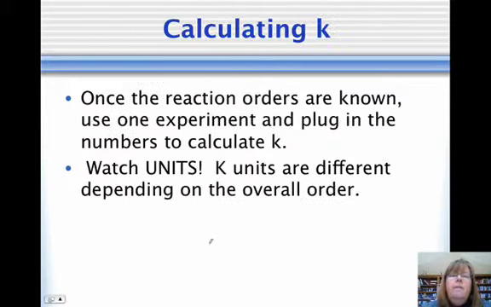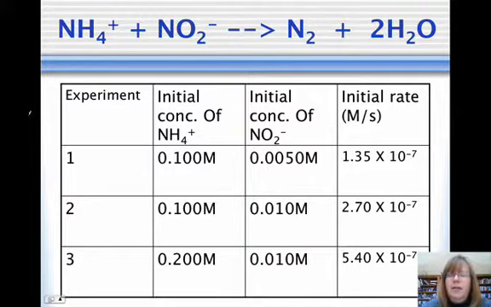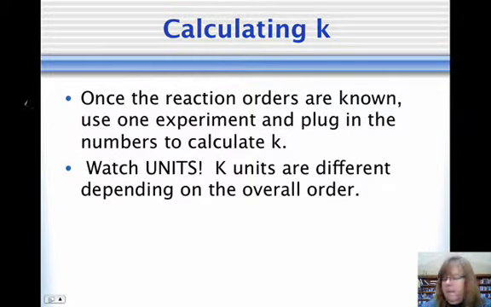All right, now they would like us to calculate K. You got to be careful when you calculate K because the units of K will change depending on the overall order. And it seems like they make a really big deal making sure you get your units right on this one. All right, now pick any experiment that you want and just plug in the numbers from that experiment and solve for K. And so I think I may have used experiment 1. Let me go back and look at the data. Yeah, I used experiment 1. Okay, so here we go.